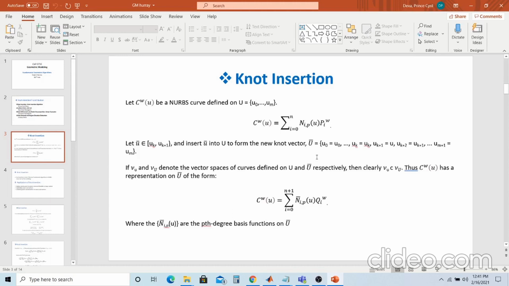If V_U and V_U dash denote the vector spaces of the curves defined on U and U bar respectively, then clearly C^w(u) has a representation on U bar of the form C^w(u) = summation i = 0 to n+1 of N bar_{i,p}(u) Q_i^w, where N bar_{i,p}(u) are the pth degree basis functions on U bar.